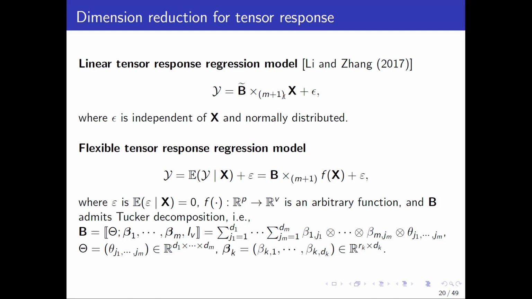So our approach is actually related to a flexible tensor response regression model. Your data can always be decomposed into the conditional mean given x and some error term, which is mean independent of x. Then this conditional mean is related to this coefficient tensor B, which admits the Tucker decomposition, times some arbitrary function of x. This f could be a linear function or any nonlinear function. So you can view our dimension reduction approach as a kind of nonlinear analog of their approach.